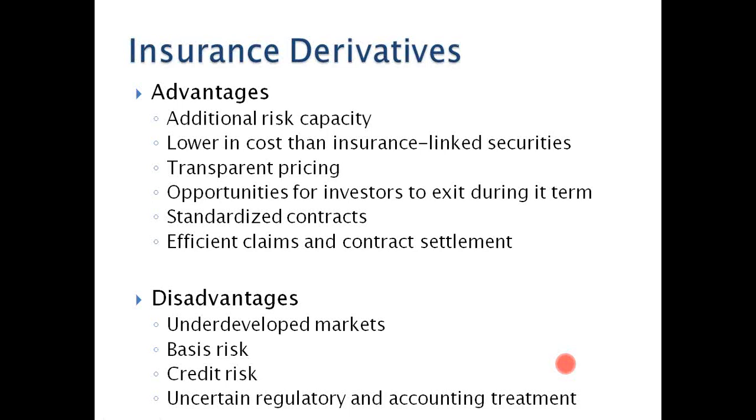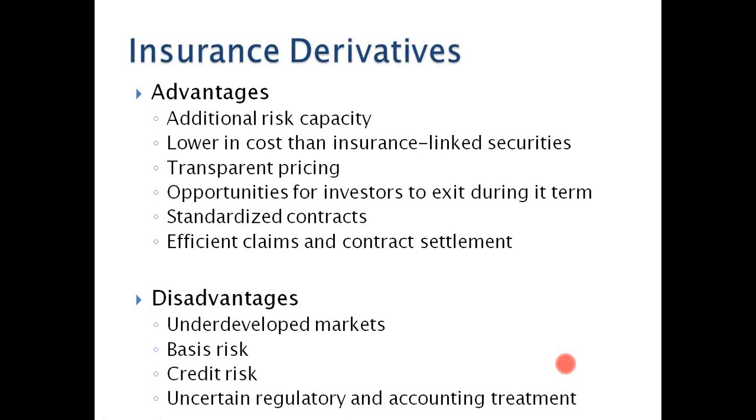Lower in cost than insurance-linked securities. So insurance derivatives are lower in cost than insurance-linked securities. There's going to be transparent pricing, typically because of the market that's out there. Opportunities for investors to exit during the term basically means that I can sell my contract to someone else, and they take on the risk. Just like a piece of paper that I can sell. With an insurance policy, you're stuck for the entire year. You bought the policy. With this, as an investor, you can get in and out.